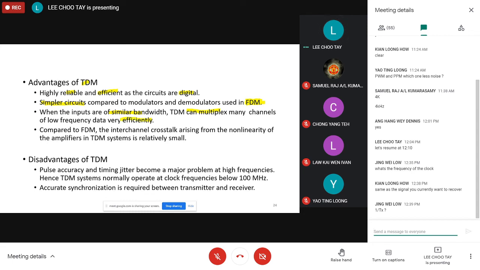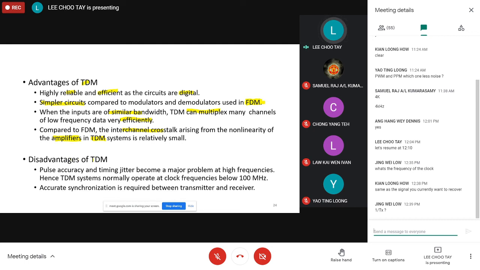All right. Then compared to FDM, the interchannel crosstalk arising from nonlinearity of the amplifier is actually relatively small, because we are actually using a lower frequency as compared to FDM. TDM basically works on a low frequency as compared to FDM. So again, we know amplifiers do not perform very well, especially at high frequency. Therefore, as far as TDM is concerned, the performance is much better.